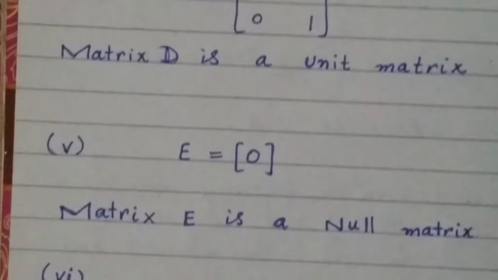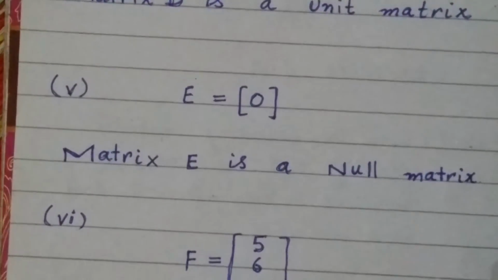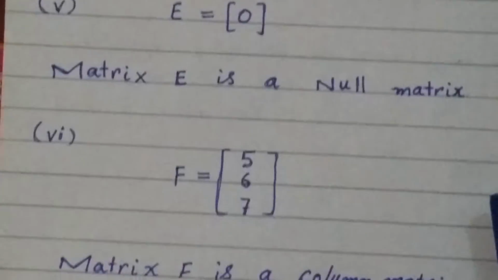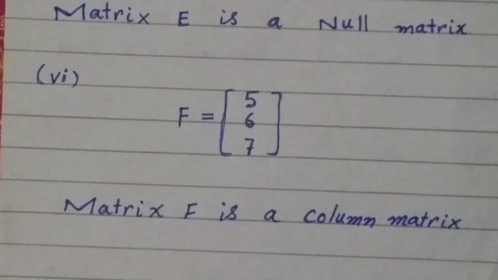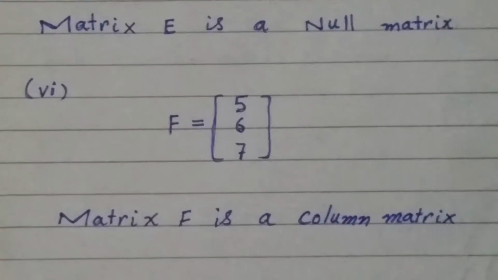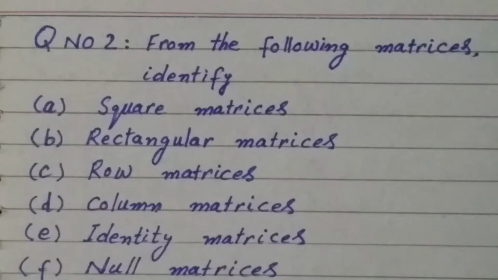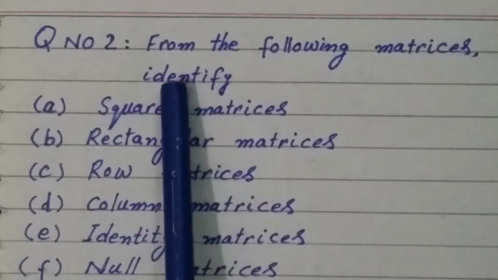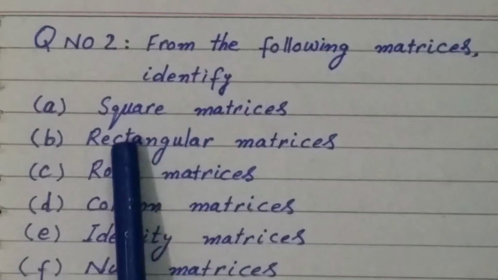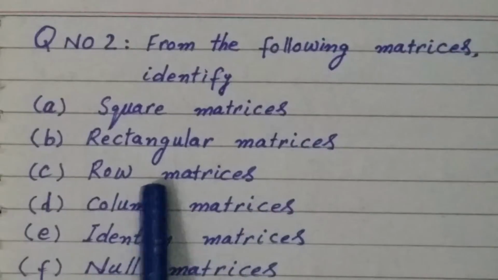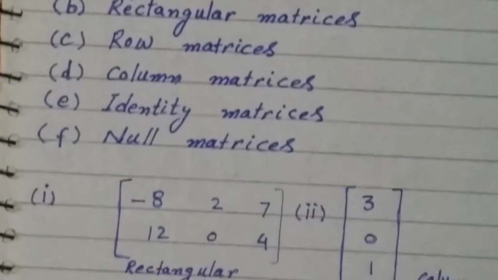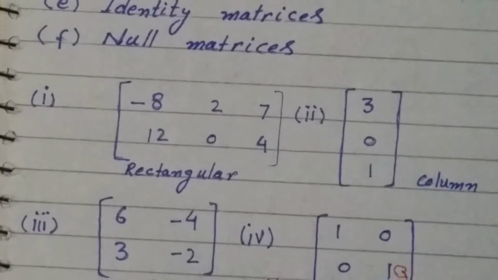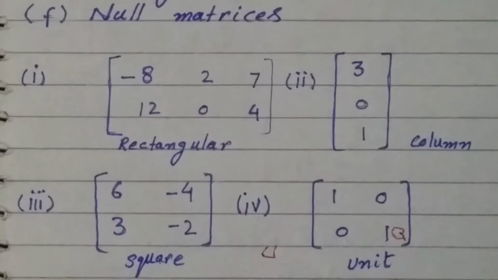Here E is also a null matrix because it has 0 entries in it. F is also a column matrix, it has only one column. Now question number 2. From the following matrices identify square matrices, rectangular matrices, row matrices, column matrices, identity matrices, null matrices. Again, we have some matrices and we want to find what they are.